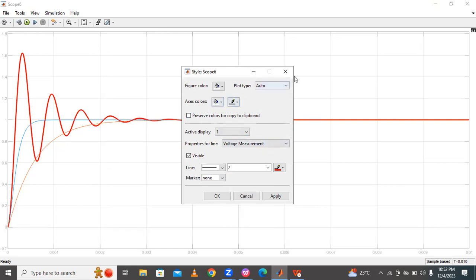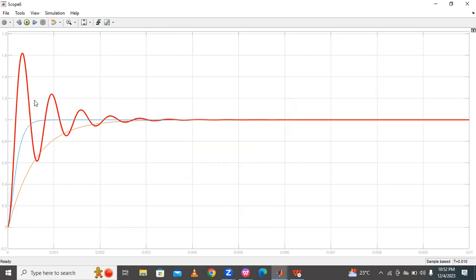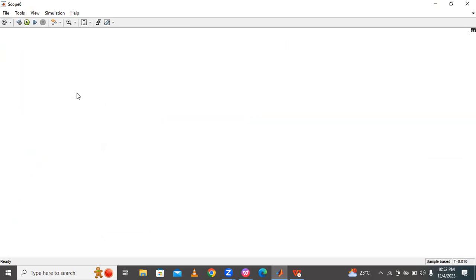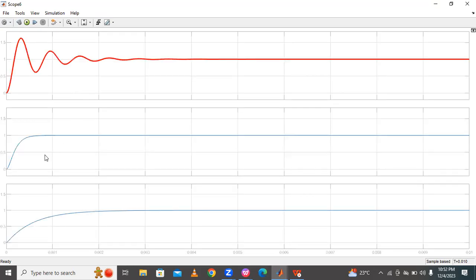Voltage measurement. Otherwise, separate these 2, 3 waveforms by taking the legend layout. Separate like this. Under damper system, over damper system, critical damper system are separated. This is for the under damper system, this is the critical damper system, and this is the over damper system. Like this, we can find the response of the system.